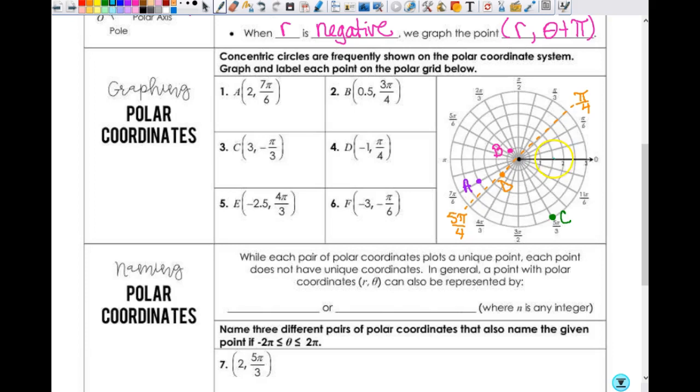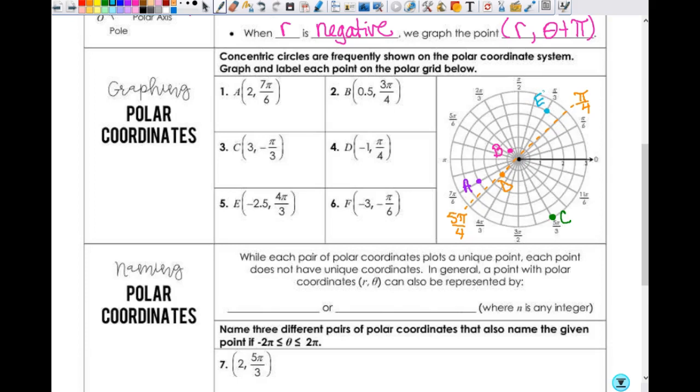Okay, so I'm going to rotate. I'm here. I'm going to rotate around. Here's 4 pi thirds. Here's 4 pi thirds. But I have a negative radius. So I'm going to pass through the pole to pi thirds and then go 2.5, which is right here. And that's my E. Okay, everybody good with that?